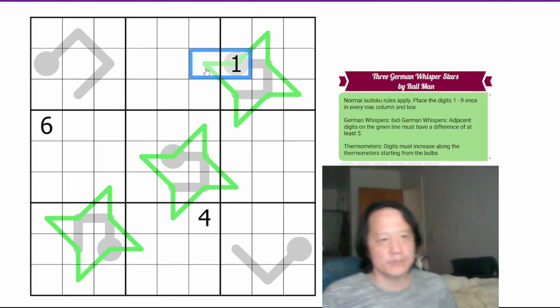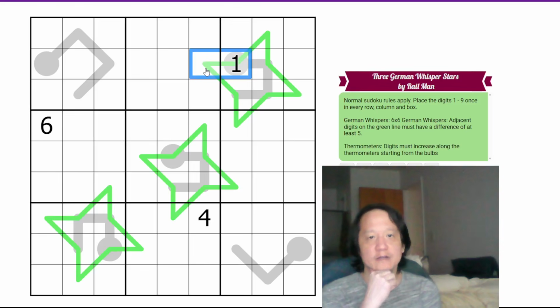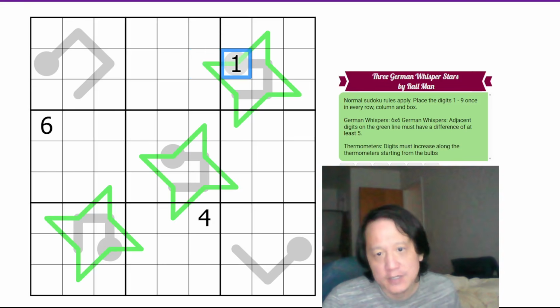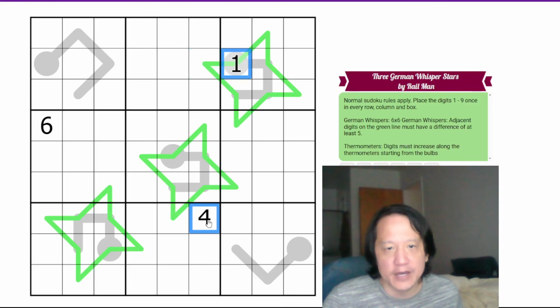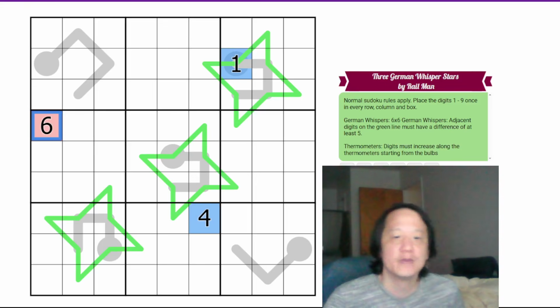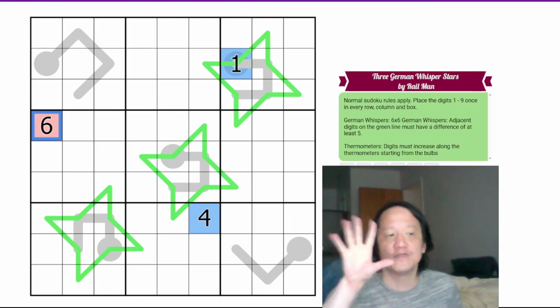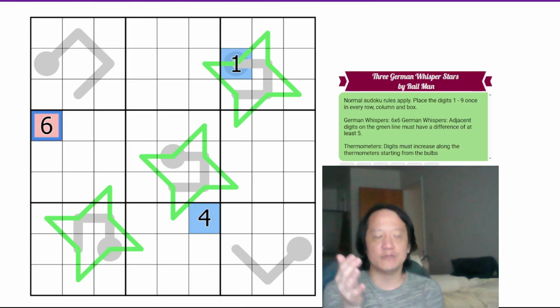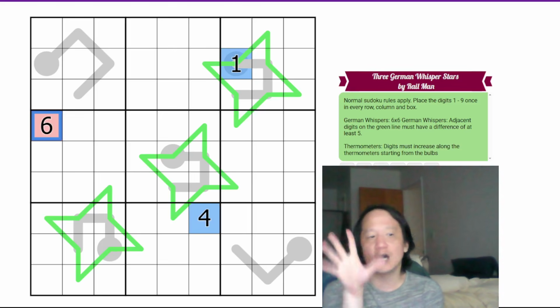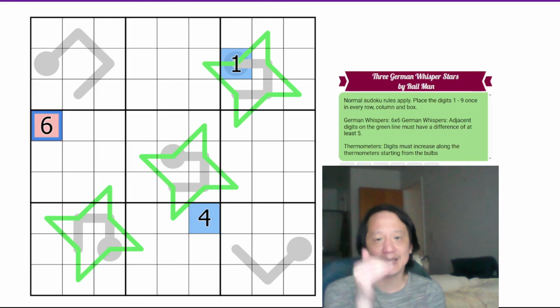Okay. On a Whisper 5 line, you'll always alternate between low digits and high digits. And the reason why you know that is what digits can be next, and the low digits being 1 through 4, the high digits being 6 through 9. 5 can never be on a Whisper 5 line, because what happens if you subtract 5 or more from 5, you get 0 or less, which is not a normal Sudoku digit. And if you add 5 or more to 5, you get 10 or more, which is not a digit.